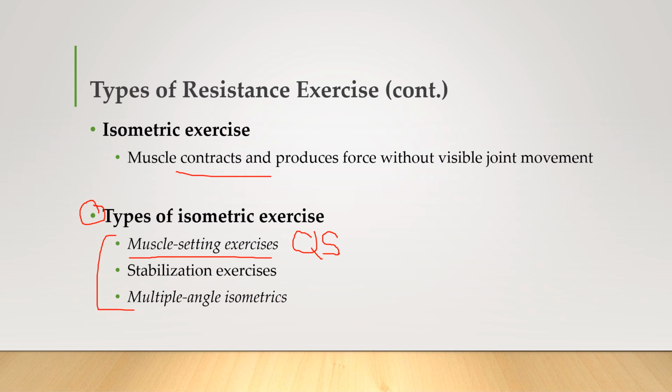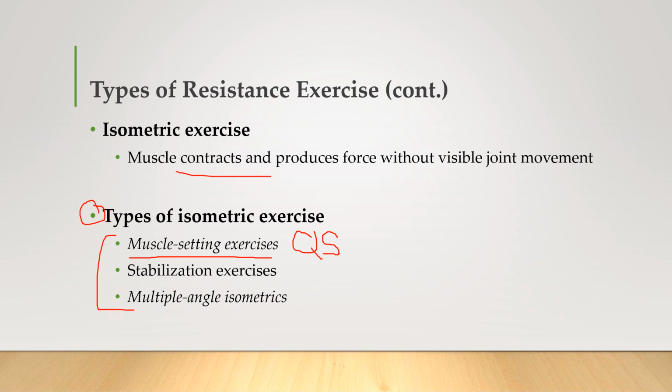With a quad set, you're not adding any resistance. You're just asking the patient to contract that muscle. So like a quad set, a glute set. So it's still isometric, but there's no added resistance, not even gravity. So they're just contracting the muscle. You put them in a position, you ask them to contract that muscle.